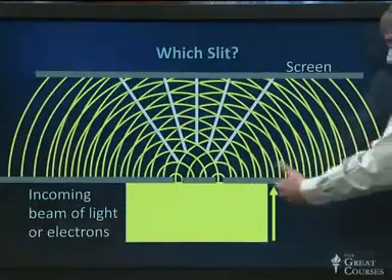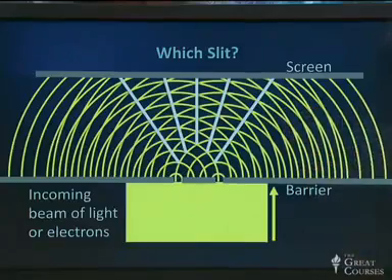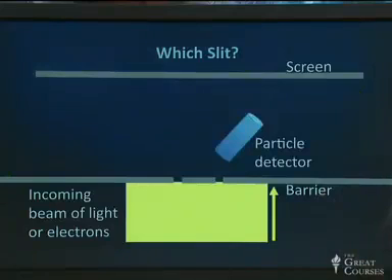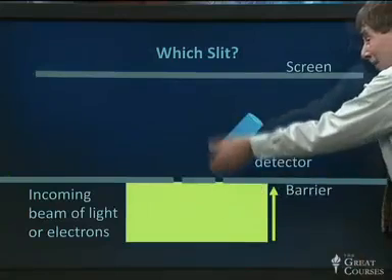I mean, how does it do that? How does it know to interfere? How does it know to make this interference pattern? That's a wave thing. That's not a particle thing at all. It's a wave thing. How does it know? What slit does it go through? So I'm going to put a particle detector right there, and I'm going to catch that electron or that photon, and I'm going to see what happens.